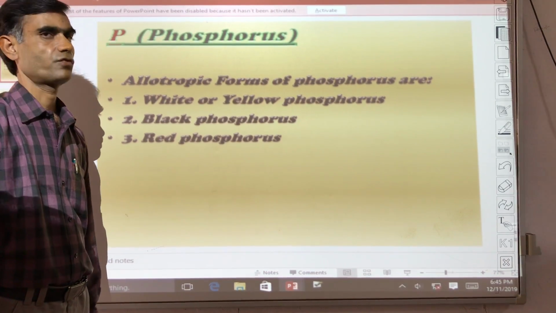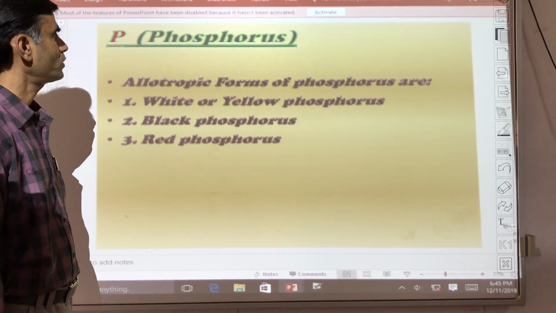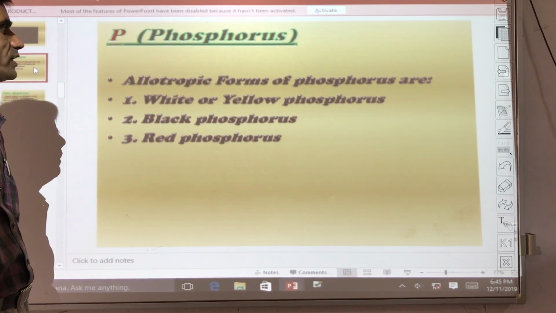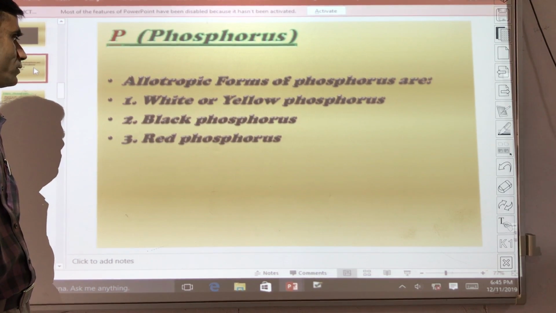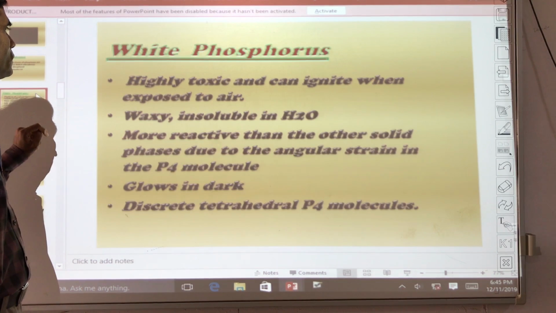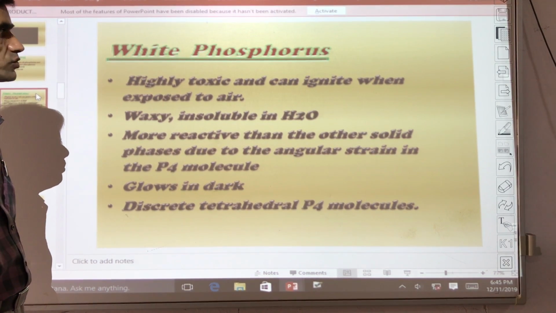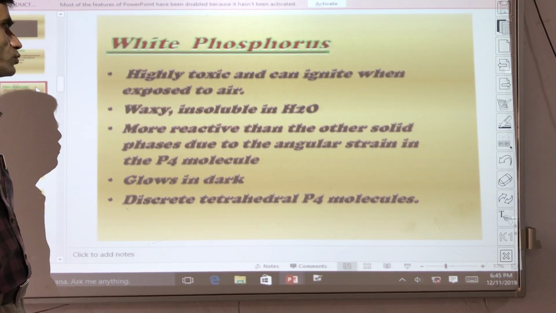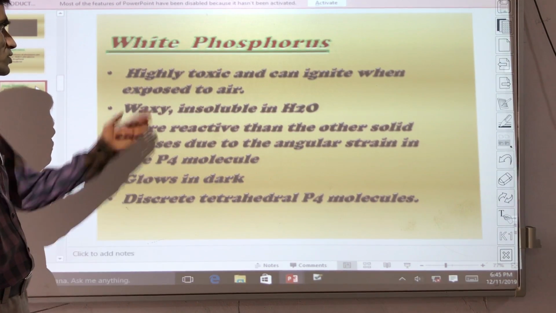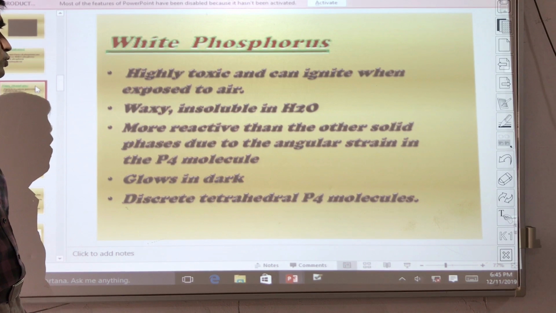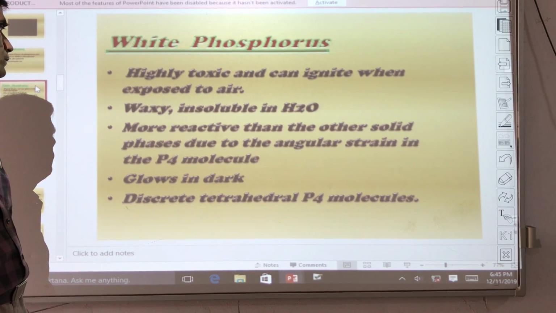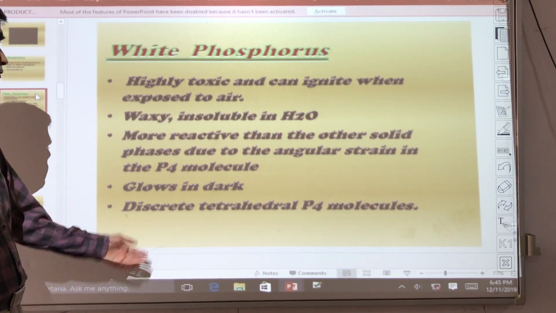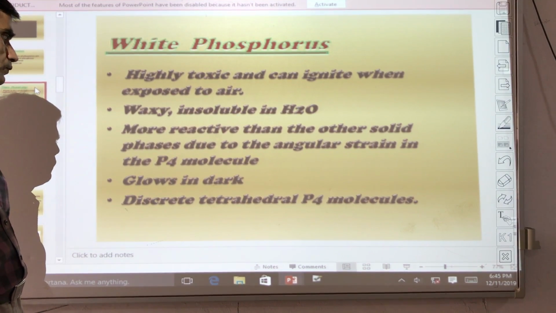Next compound is phosphorus. In case of phosphorus, different allotropic forms are there: white or yellow, black phosphorus, red phosphorus. White phosphorus is highly toxic. It can ignite when exposed to air. In the case of matchboxes, it is used along the side of the matchbox. It is insoluble in water, more reactive than other solids due to the angular strain in the P4 molecule. And it glows in the dark also.